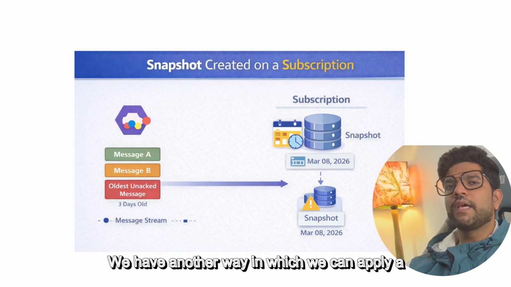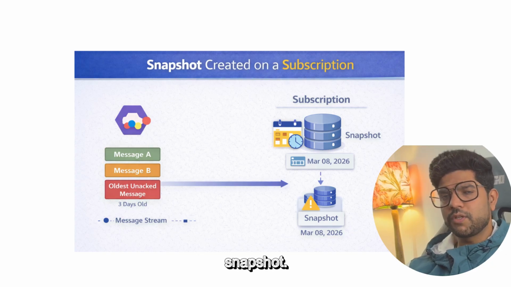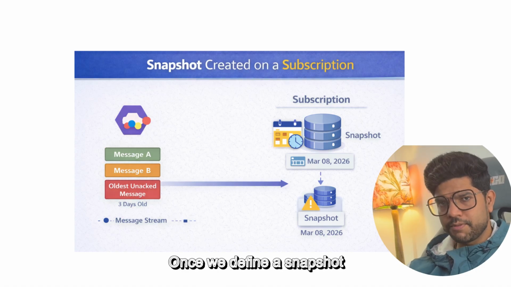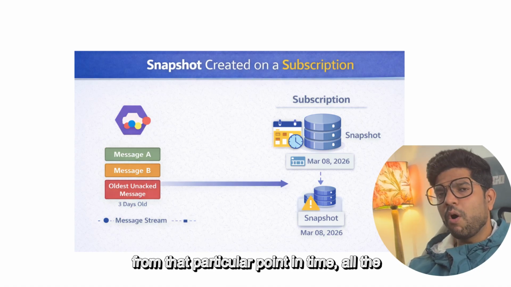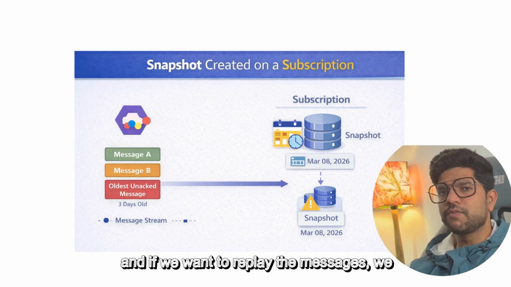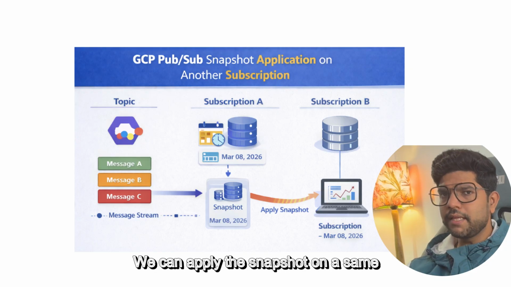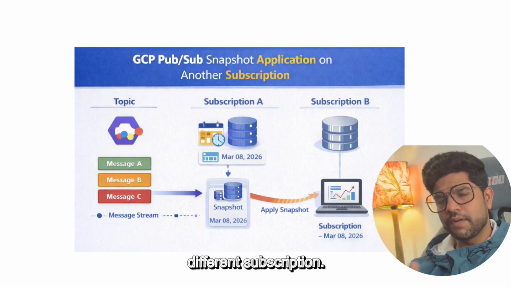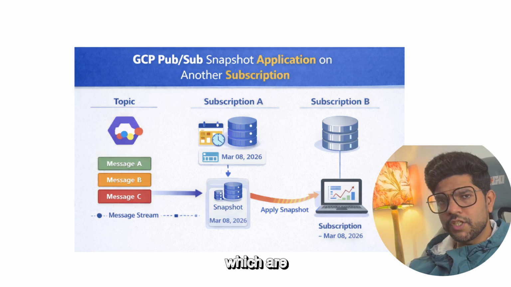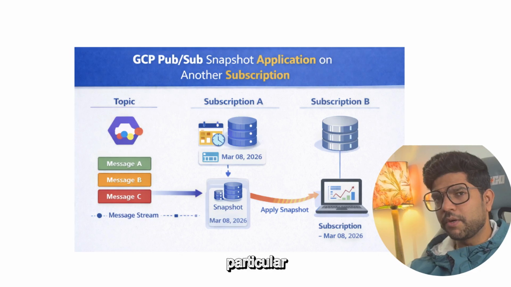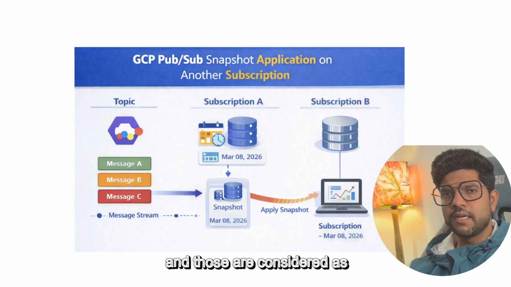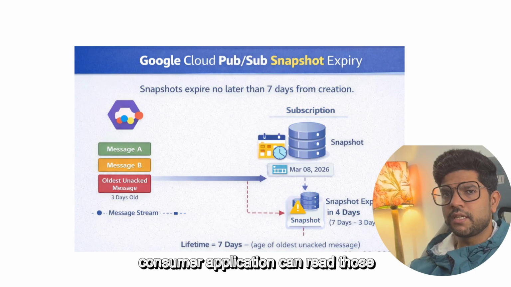We have another way in which we can apply a seek operation, and that is snapshot. Snapshot again changes the state of the acknowledgement of our messages. Once we define a snapshot, from that particular point in time, all the messages will be managed by the snapshot, and if we want to replay the messages, we can apply the snapshot on a subscription. We can apply the snapshot on the same subscription or a different subscription. If we apply a snapshot, all the messages which are unacknowledged or acknowledged from that particular point in time when the snapshot got created will be available, and those are considered as unacknowledged, so the consumer application can read those messages.